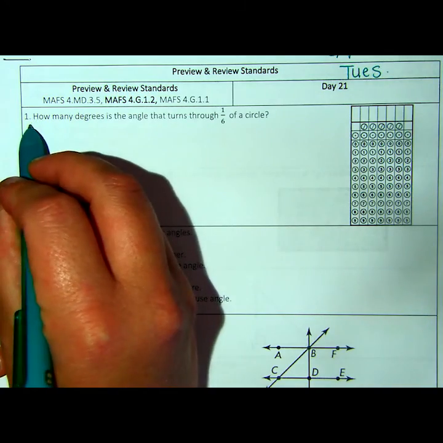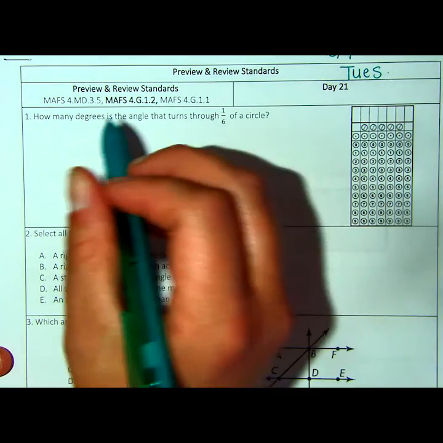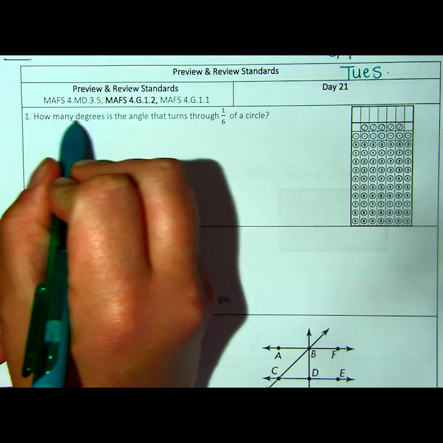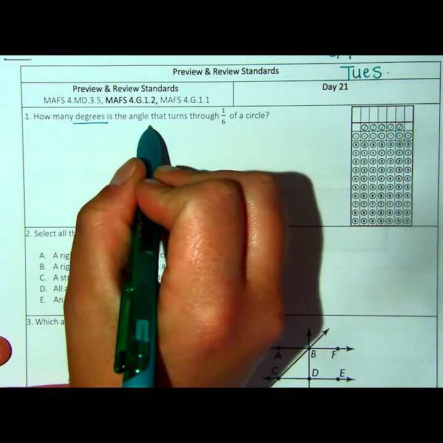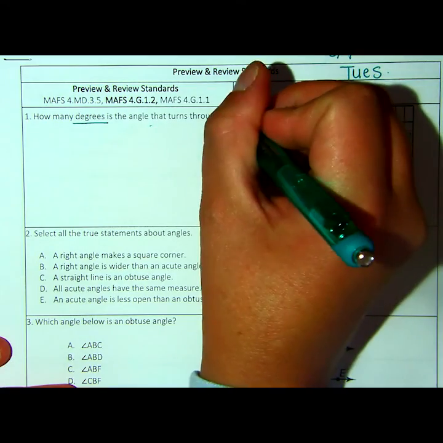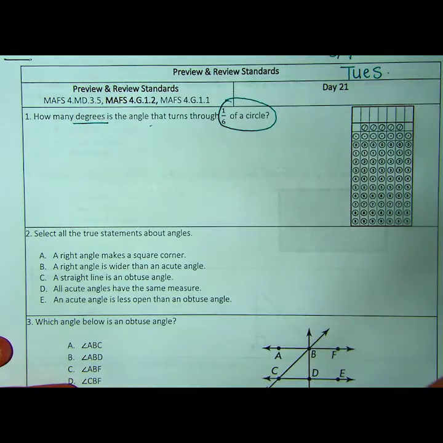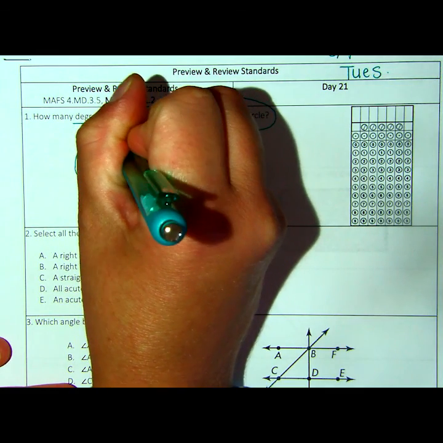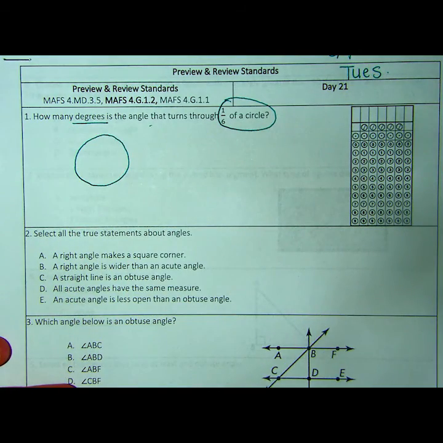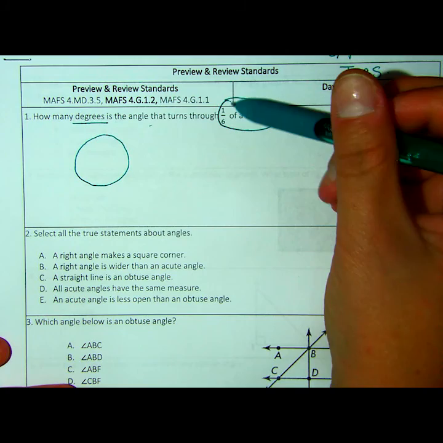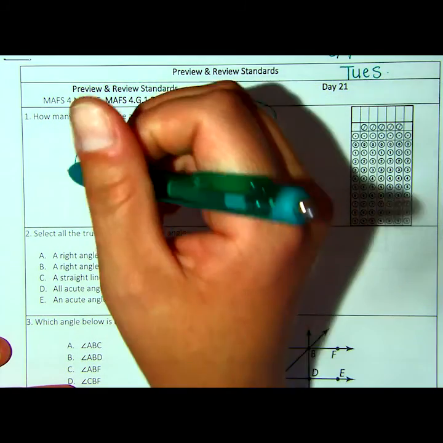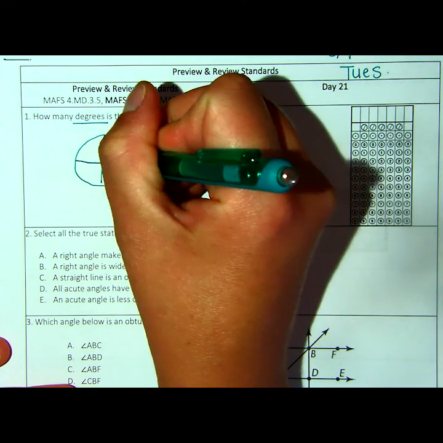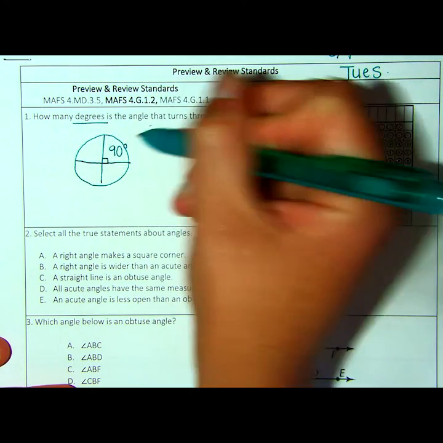Question number 1, this is a good review, going back and looking at angles within a circle. The question reads, how many degrees is the angle that turns through 1/6 of a circle? For these questions, I like to draw a picture, and then imagine cutting this into 6 equal parts. We know that if we cut a circle into fourths, then each of these parts would be equal to 90 degrees.